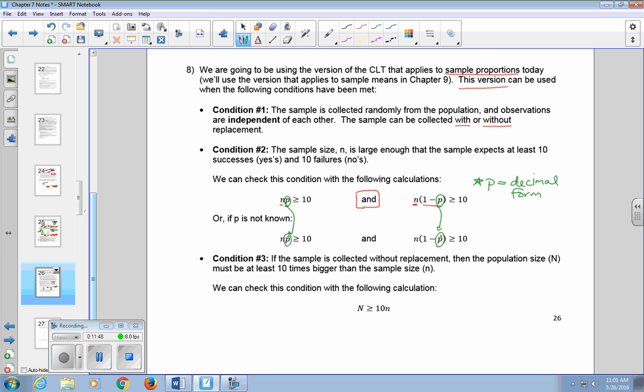All right, and the third condition: if the sample is collected without replacement, then the population size, note this is capital N, must be at least 10 times bigger than the sample size, and sample size is lowercase n. You can also check this condition with a calculation. The population size has to be greater than or equal to 10 times the sample size. If those three conditions are met, then you can use the central limit theorem.